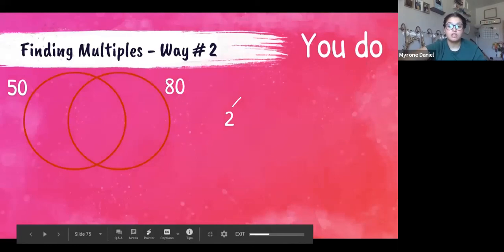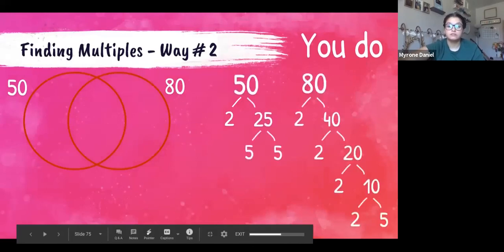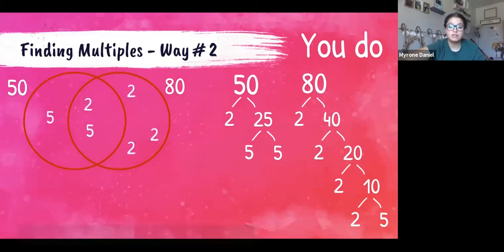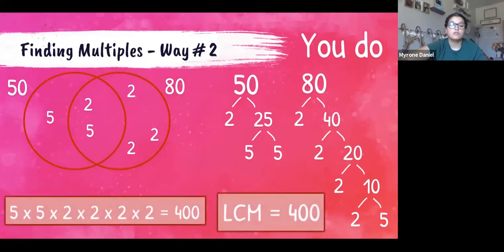Okay, now that you've done your factors, you should have gotten something like this. And then you should have inputted your factors into your Venn diagram and should have gotten something like this. And when we multiply all of these factors together, we should have gotten 400. 400 is our least common multiple between these two numbers, so you are correct.